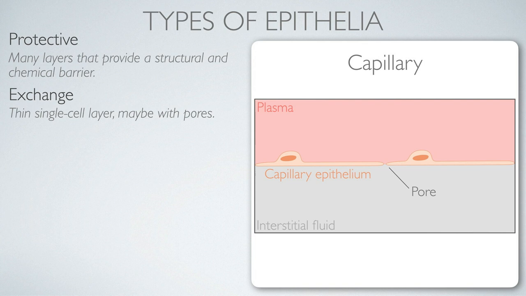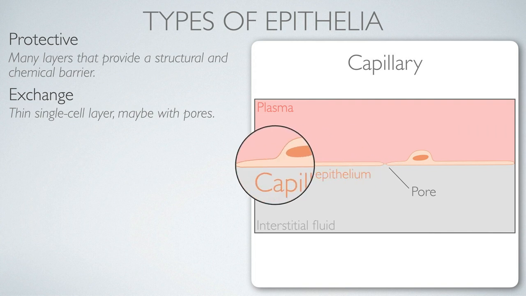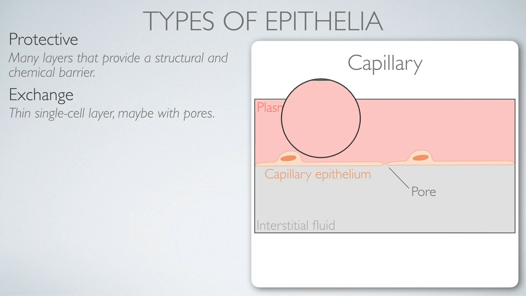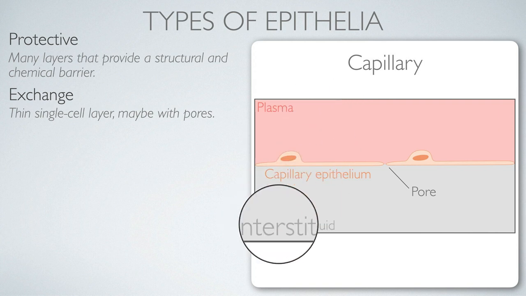In this case, we have exchange cells that are providing the lining for a capillary. That's called the endothelial lining. So we have blood up here in pink, and then here's that space outside of the cell. That's known as interstitial fluid. And that pore and the thin thickness of the endothelial capillary, or the capillary epithelium, allow for a lot of exchange.